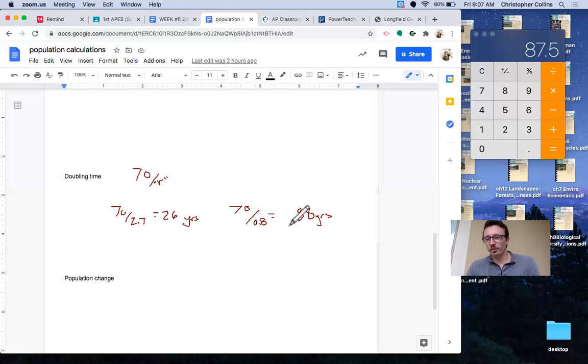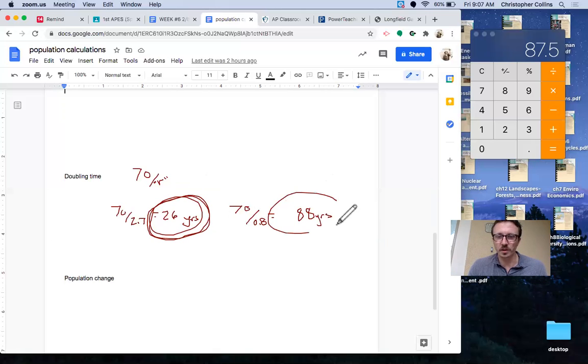So, Brazil, it'll be a long time before their population doubles, right? And so you can see and you can understand how environmental problems for these two countries are going to be different, right? Fossil fuel consumption, meeting their energy needs, available fresh water, all of these issues are going to be different for these countries because of the growth rates, okay?